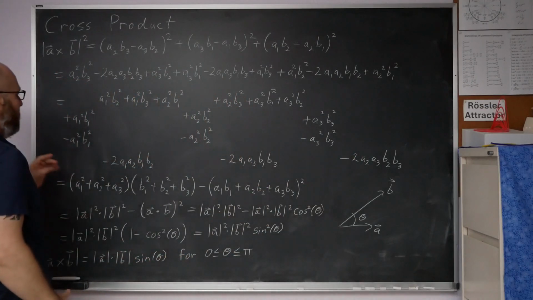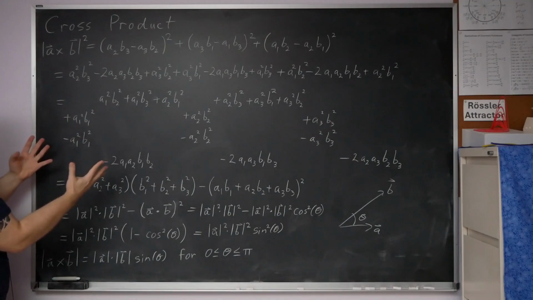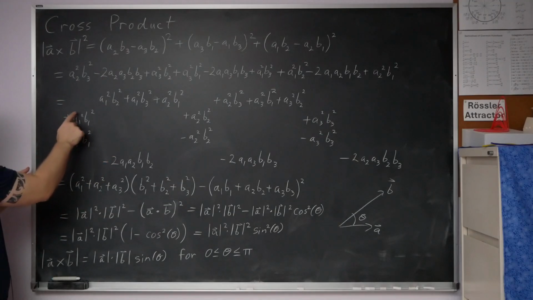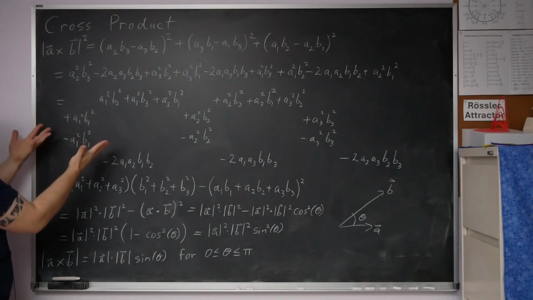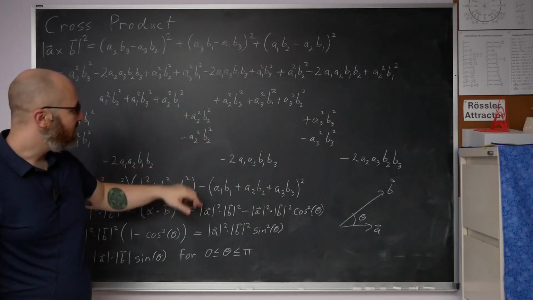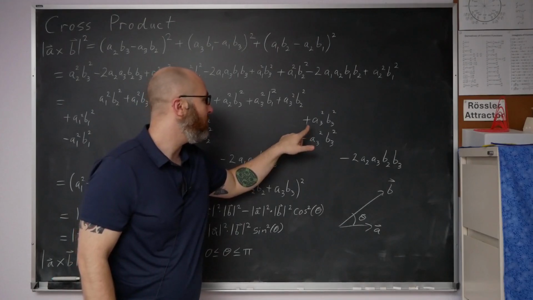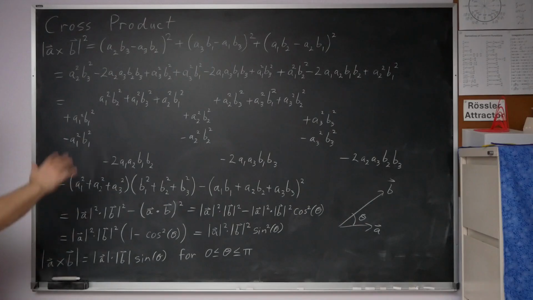Then in the middle two, I've added terms, but I also subtracted them, so I didn't change the equation. If I add a1 squared b1 squared, and I also subtract a1 squared b1 squared, then it's the same equation. I've done that a few times here: also a2 squared b2 squared, and also a3 squared b3 squared. Well, why did I do that?